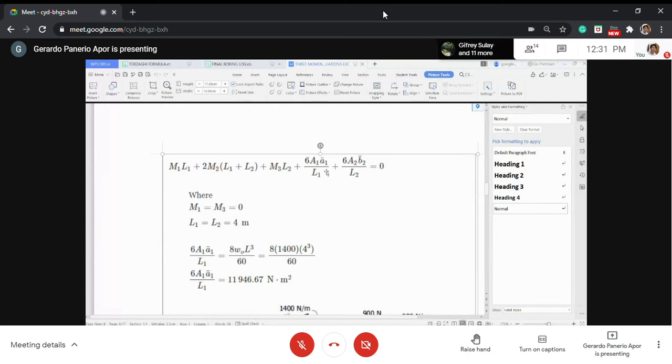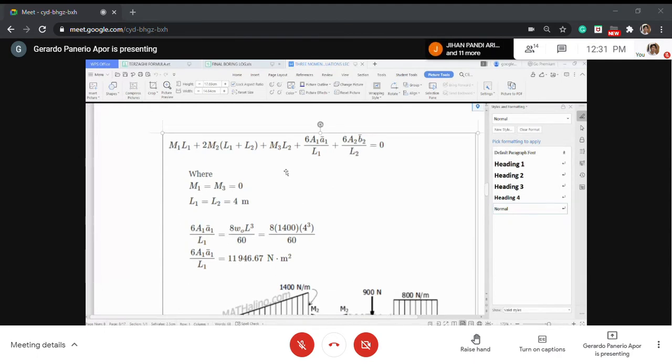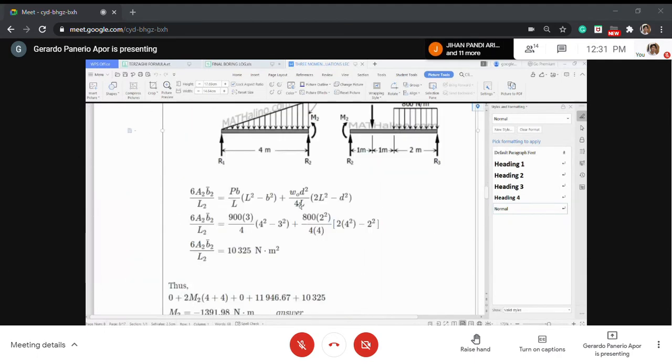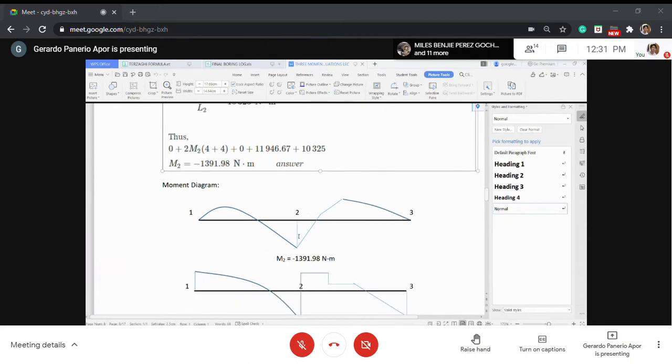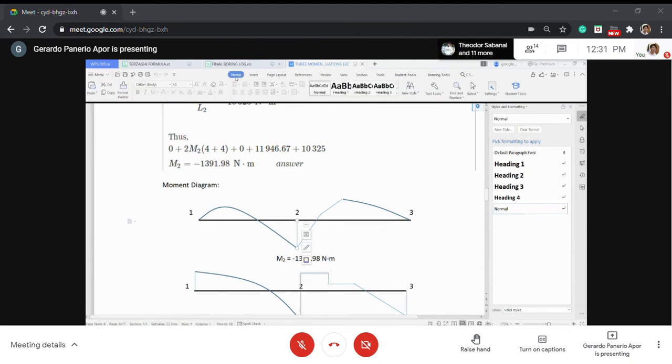This one is known as the three moment equation. Okay, so we solved already the M into, and that is 1391. And this is my moment diagram. This is a problem wherein the answer is moment, no? And then from there you do the shear diagram, or basically determine the shear. So this problem is practically one.